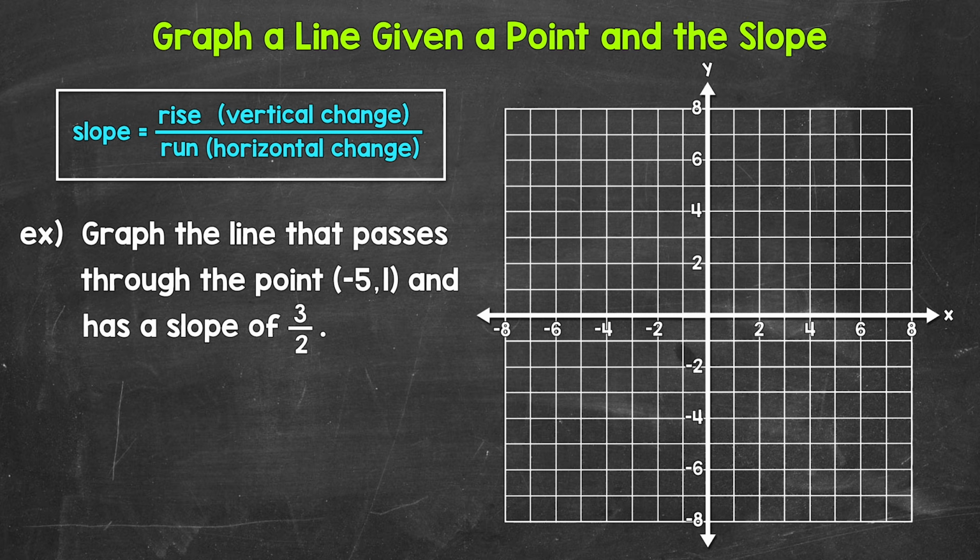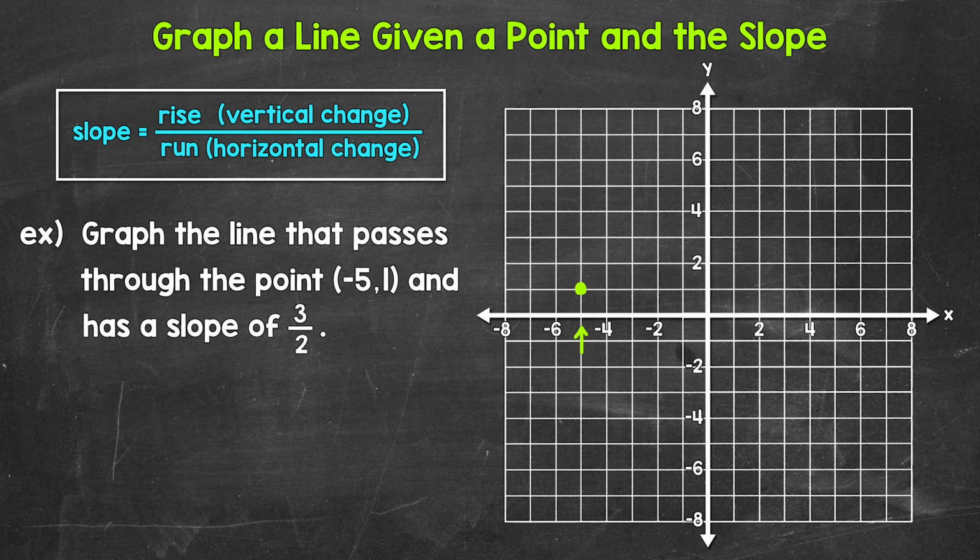Well, our first step is to plot the point. So we need a point at (-5, 1). -5 is our x-coordinate and 1 is our y-coordinate. So we go over to -5, which is right here, and then up 1. And that's where we plot our point. So that's (-5, 1), and that's going to be our starting point. So we're going to go from here now.